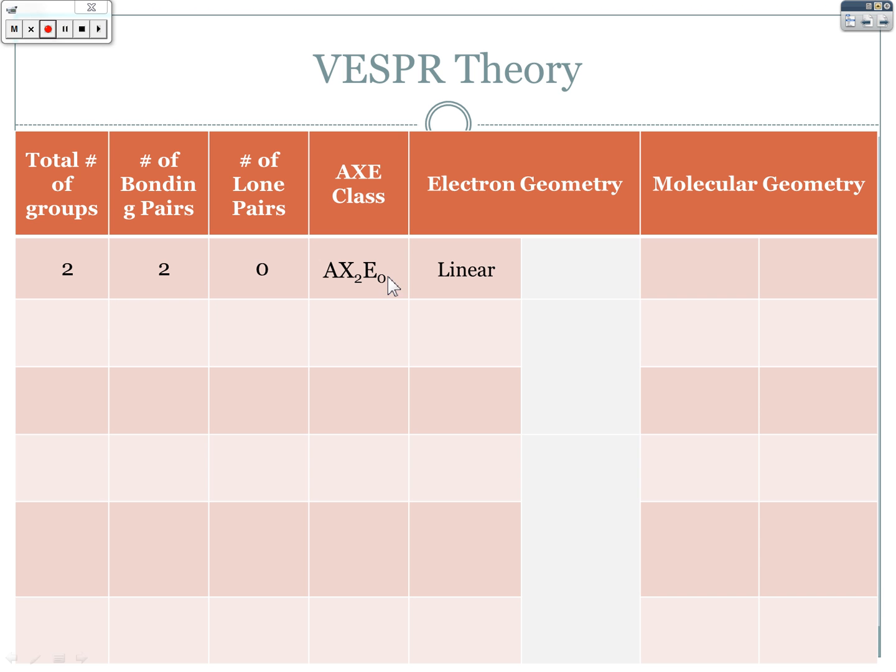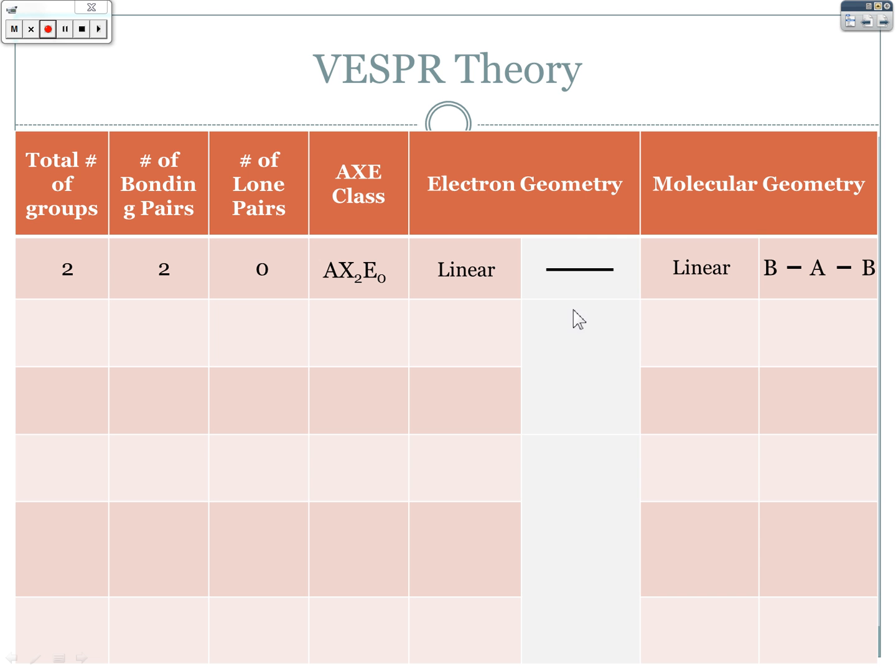So the electron geometry is going to be linear. It's going to go in a straight line, right? We're going to be as far apart from each other as possible, meaning we have 180 degrees here. The molecular geometry will also be linear. We only have two things, so it's going to be A surrounded by two B's, okay? And they keep as far away from each other as possible.